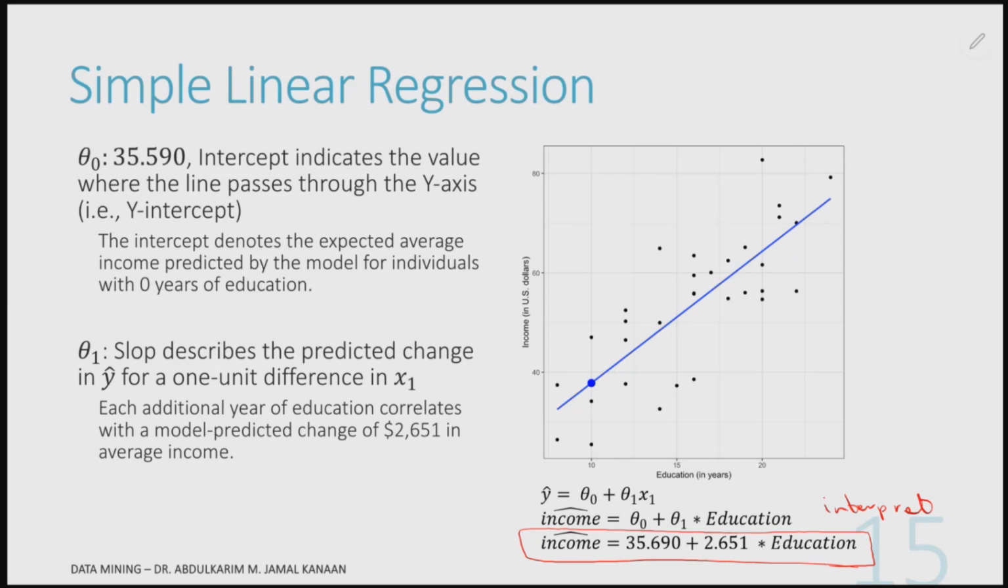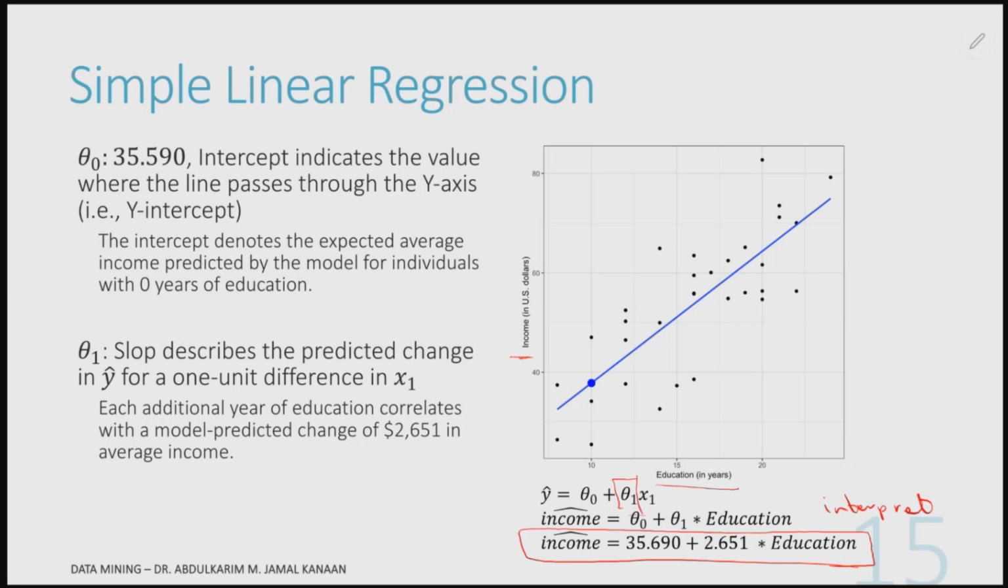So what does theta 0 mean, in the context where we are looking at the relationship between education and income? How can we read or understand the relationship represented in the line? What does theta 0 tell us here? It is 35.69. It tells us this is the minimum income for a person to get, regardless of his education. Whether he has education or not, this is the minimum income, 35.69 USD per hour.